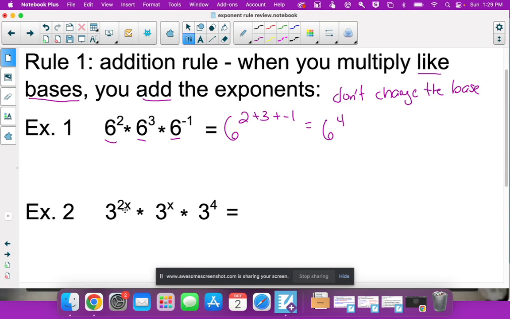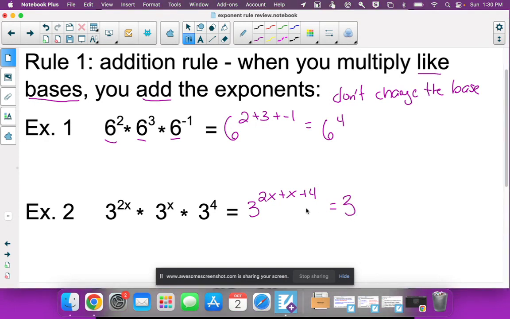Okay. Second example, the base is 3. Okay. So we are going to keep the 3 and we're going to add our exponents. So that's 2x plus x plus 4. Now, this looks a lot like a polynomial that we would have done way back at the beginning of the year. So we're going to combine our like terms, right? And we're just going to write it as best we can as far as simplified.